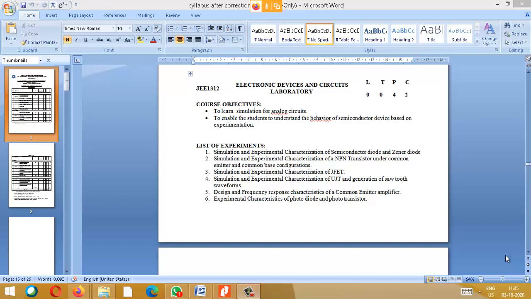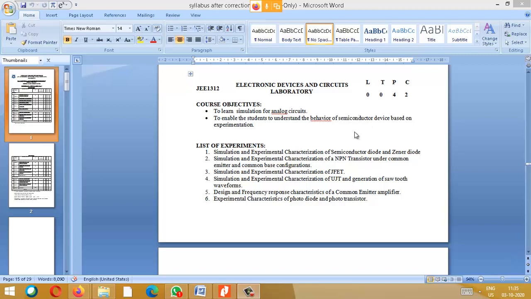So let us see, your lab code is JEE1312, Electronic Devices and Circuits Lab. The objective is to learn simulation of analog circuits and enable the student to understand the behavior of semiconductor devices based on experiment. So that is what I have given as an introduction to you.